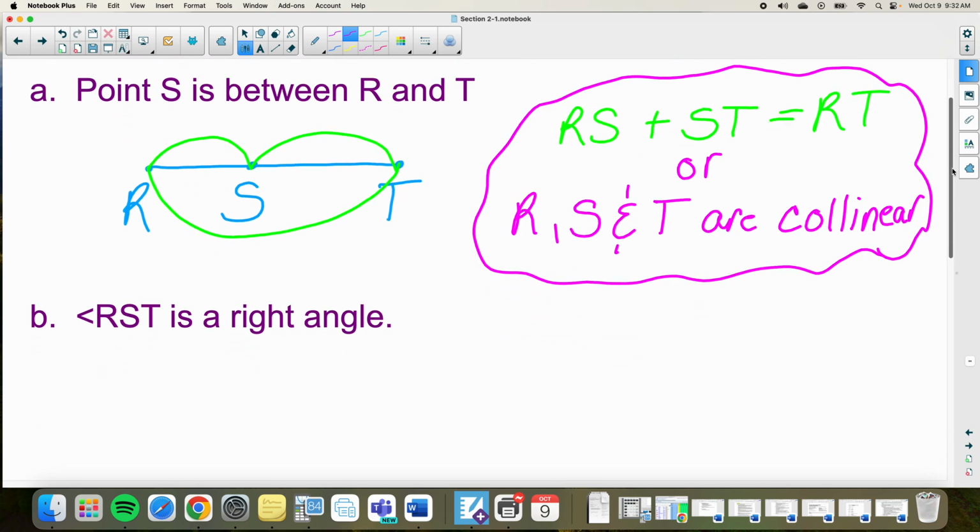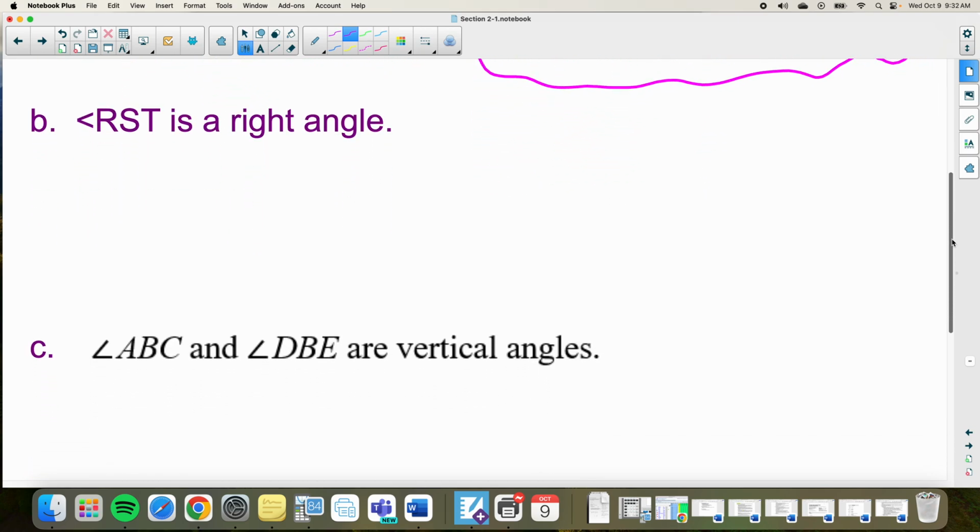All right. So now let's look at this one. It says angle RST is a right angle. So let's draw a right angle. So hopefully you would know to put the box there. Do you guys know if S is in the middle, that would be this point? And then we could put the R here and the T here.